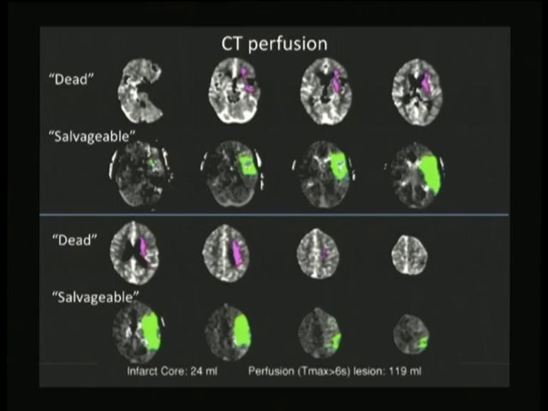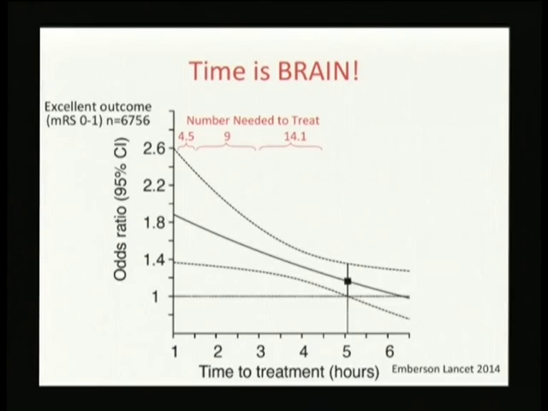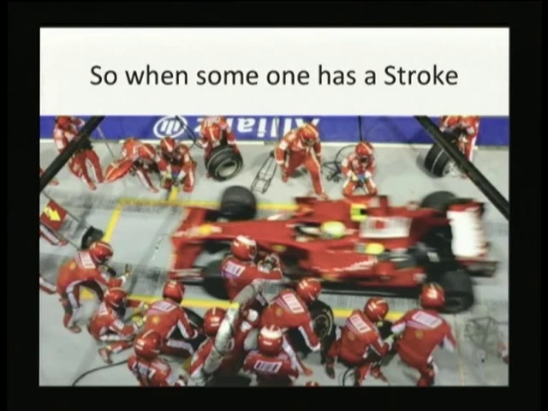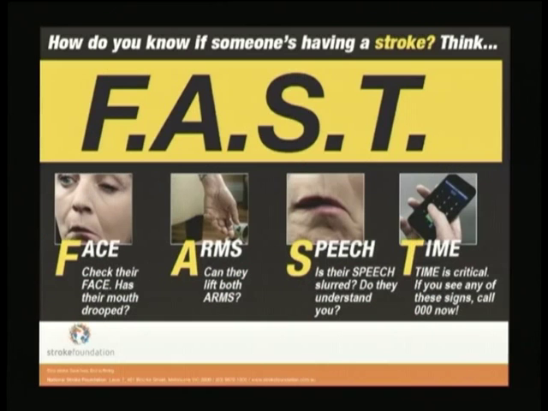The pink means the brain tissue is dead. The green means that it is in danger and we could save it, because time is brain. The first 4.5 to 6 hours is very critical for everyone who is suffering from a stroke, so they have to be treated as soon as possible, and that's what the research shows. Sooner, the better. So what happens when someone has a stroke? We have to act fast. And what is fast? When you see someone's face drooping, they can't lift their arms, their speech is gibberish, it's time to call the ambulance.